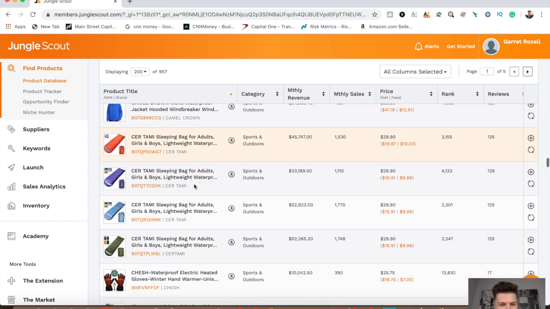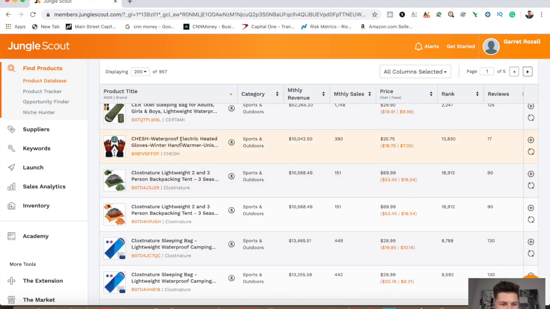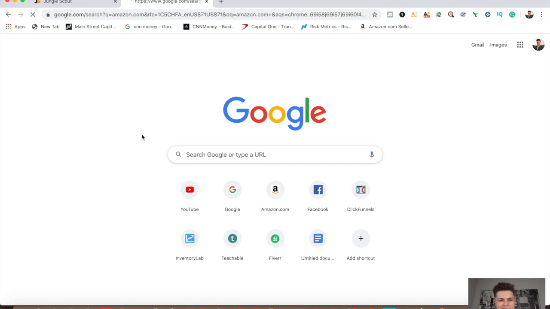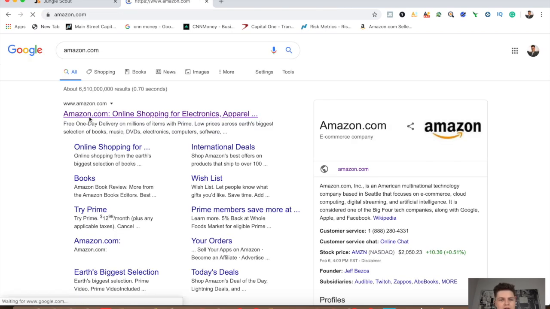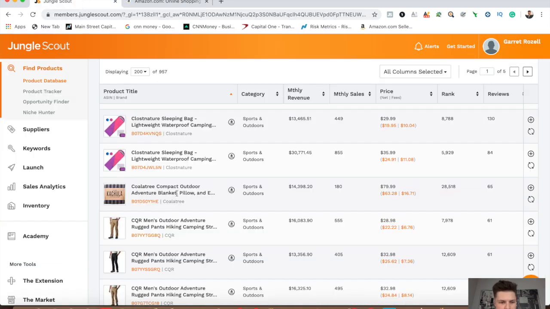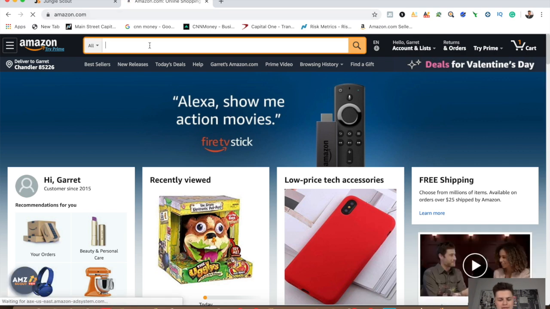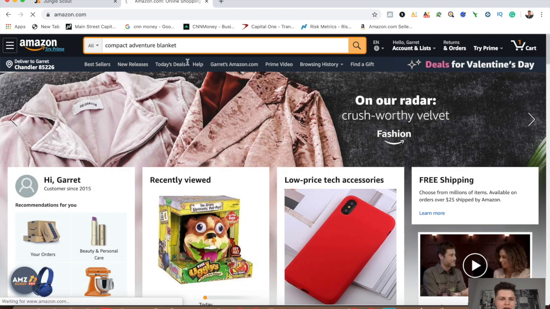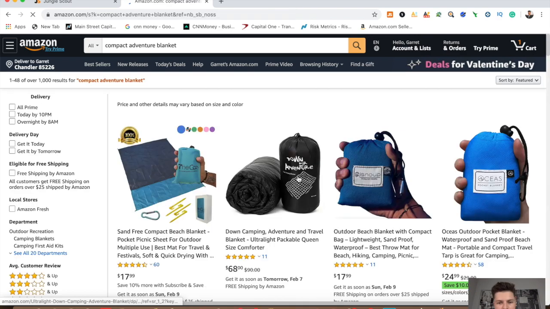Well, we have jackets, we have sleeping bags, we have these gloves, electric heating gloves, we have an adventure blanket. So what we can do is just come on to Amazon.com, and then we want to start looking at these products on Amazon, seeing what the markets are looking like. So we have a compact outdoor blanket, compact adventure blanket. Okay, we can start looking at this market. Maybe it's something we might want to look into getting into.